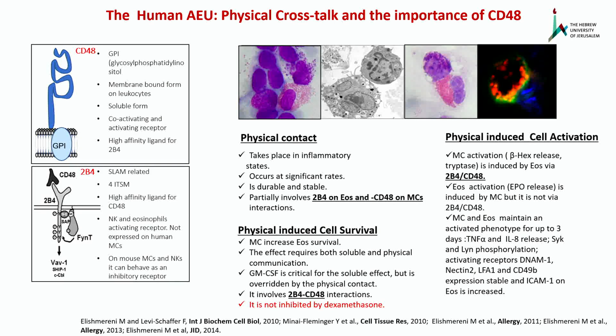Eosinophils are not so long-lived as muscles. They need their growth factors, IL-5, GM-CSF, IL-3. And indeed, we found that also in the physical contact-induced cell survival, GM-CSF produced by muscle was very important, but it was not all the story. And in fact, this muscle-induced increase in eosinophil survival is not stopped by dexamethasone, also linking to the presentation of IKKε.